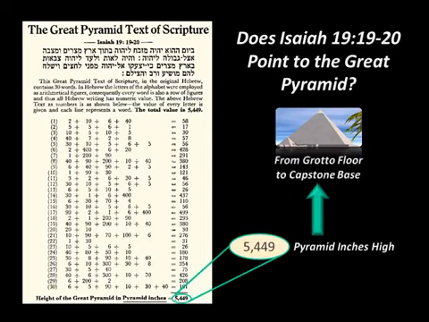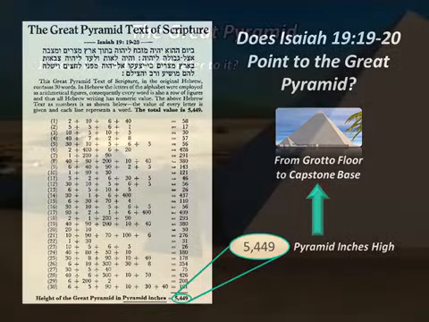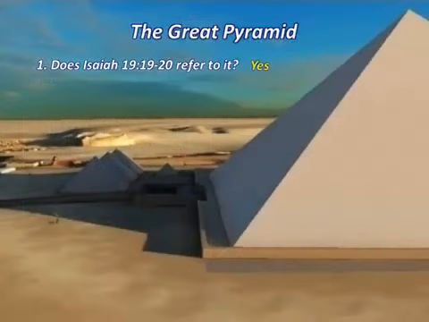And we find that from the grotto in the pyramid, we'll show you what that is, to the base of the capstone is 5,449 pyramid inches. Kind of intriguing, isn't it? That measurement is represented, and it's saying, guess what? This is what I'm referring to. When you see this kind of thing, it excites me. And so what does Isaiah 19:19 and 20 refer to? We think it does definitively refer to the Great Pyramid.